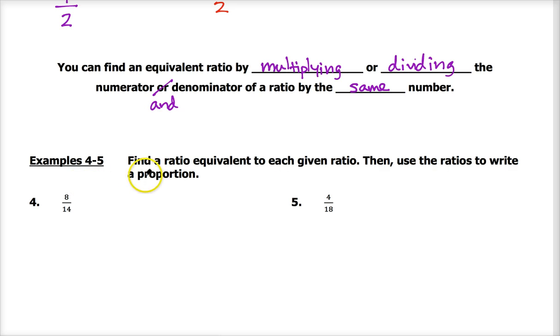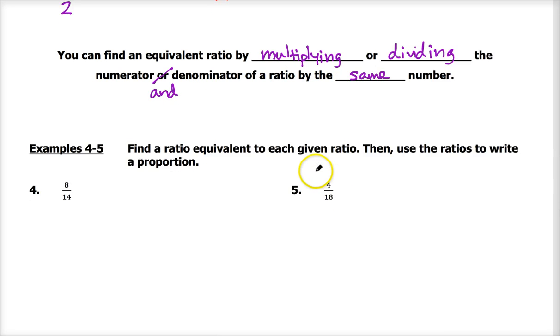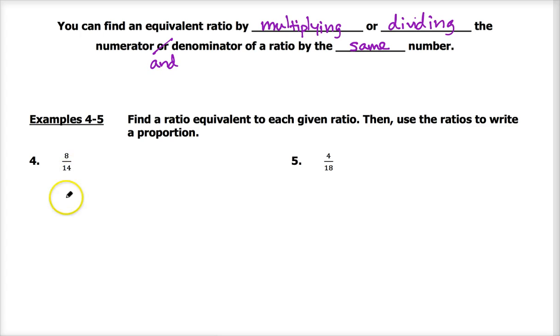So examples 4 and 5, the directions say find a ratio equivalent to each given ratio, and then use the ratios to write a proportion. So there's a lot of different possibilities here. For number 4, we have the ratio 8 to 14. So I can do 2 things. I can reduce this ratio to simplest form. That's one way to get an equivalent ratio. Or I can multiply both the numerator and the denominator by really any number I want, as long as it's the same on the top and the bottom. And that will also give me an equivalent ratio.